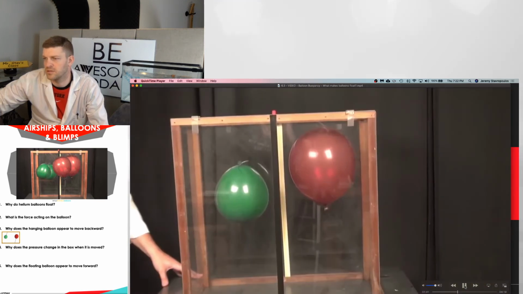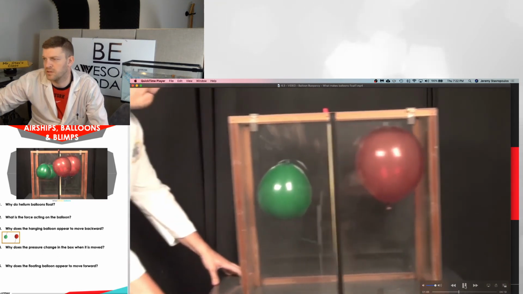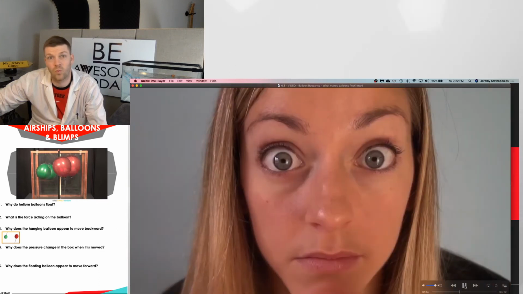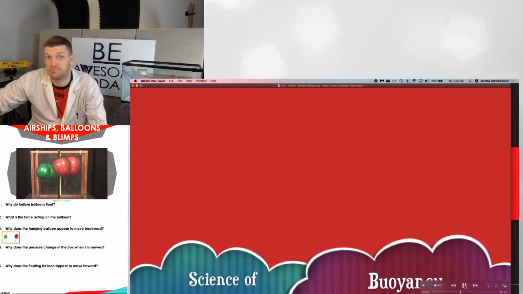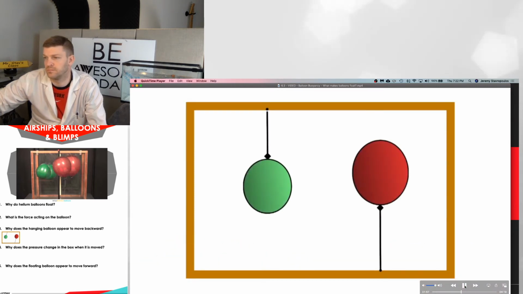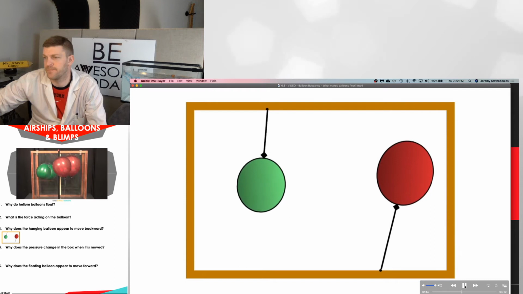Did you see it? Watch again. The balloon filled with air hangs back, while the balloon filled with helium appears to spring forward. What? How will we ever explain this? With science. Let's take a look back at the setup. The helium balloon moved forward while the air balloon fell back.